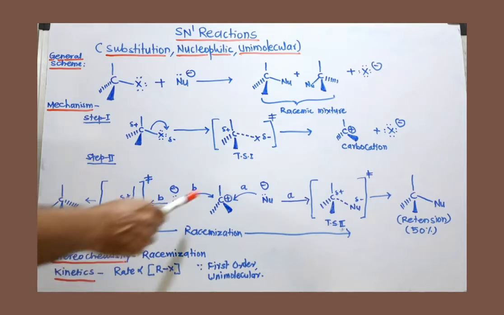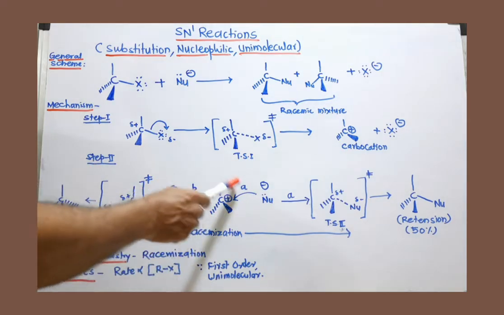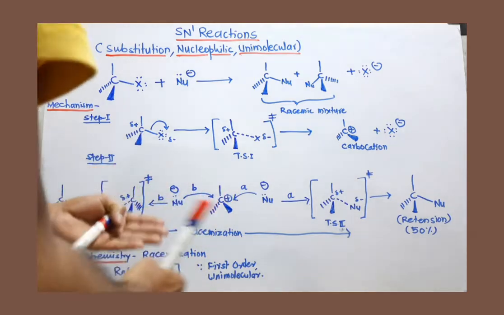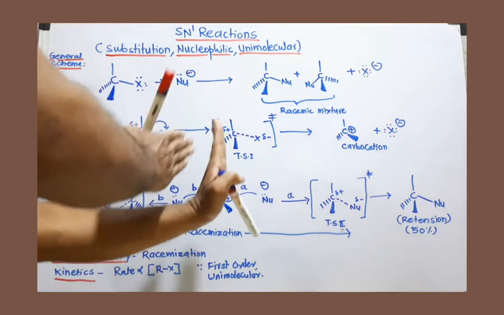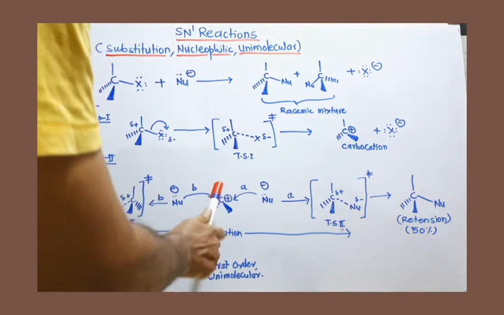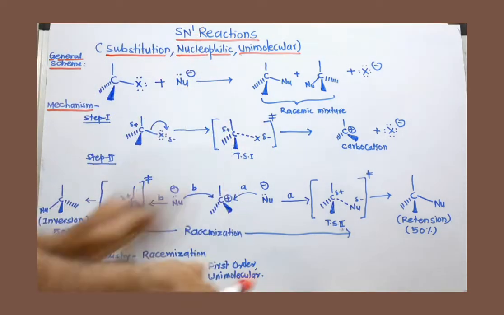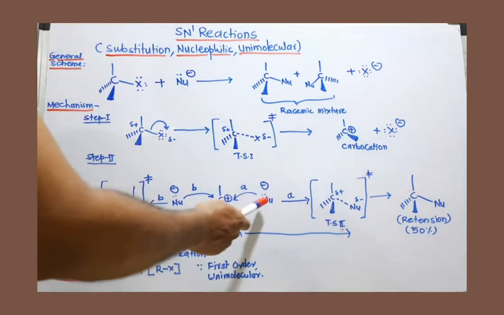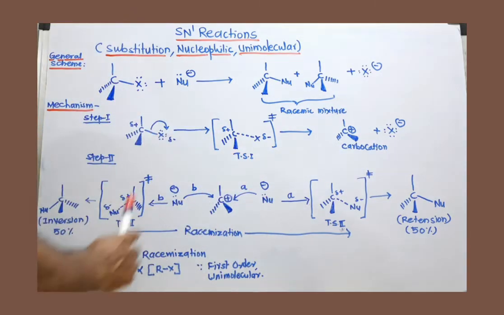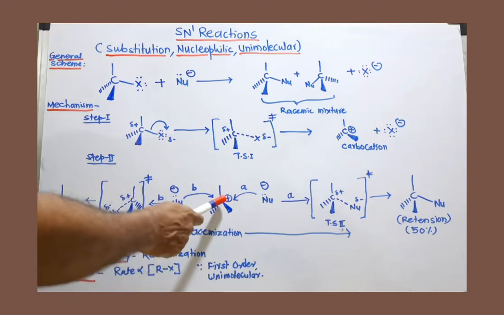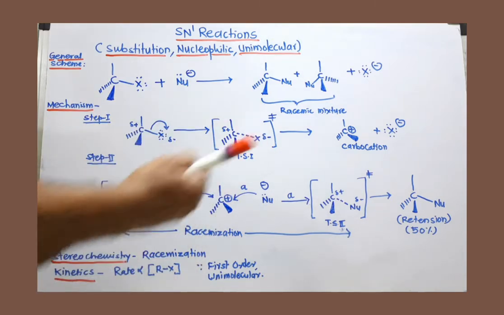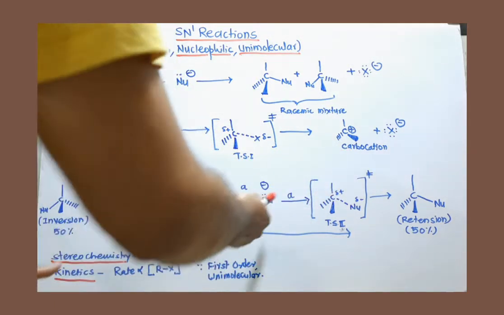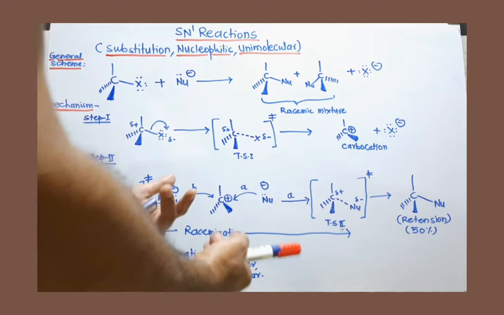Step 2, here you must look at the geometry of this carbocation. This is actually trigonal planar, two sides. All these atoms, all bonds are in one plane. So the nucleophile has now two ways. It can come from the front side or it can come from the back side to attack this positively charged electron deficient carbon. So there are two ways, two paths, and the nucleophile has 50% chances.